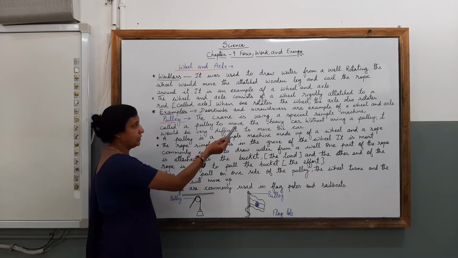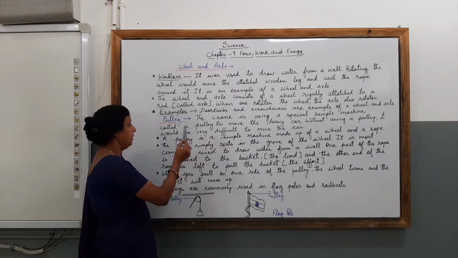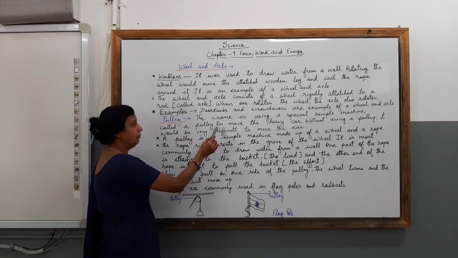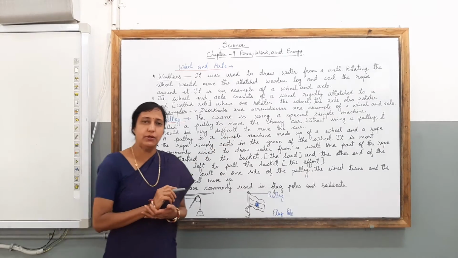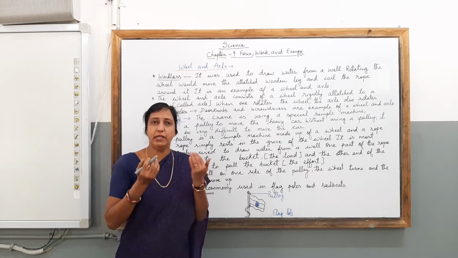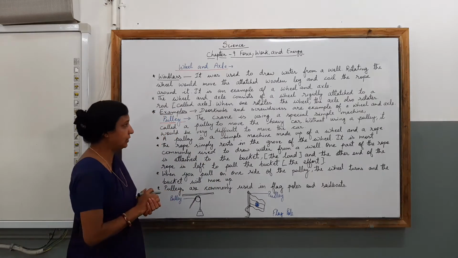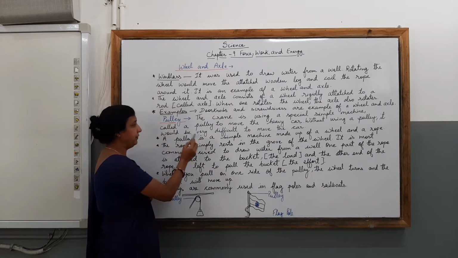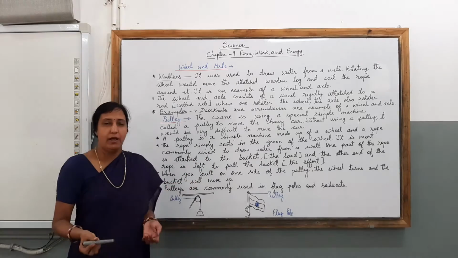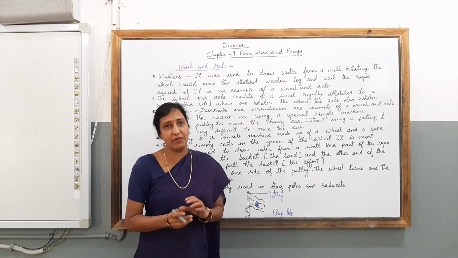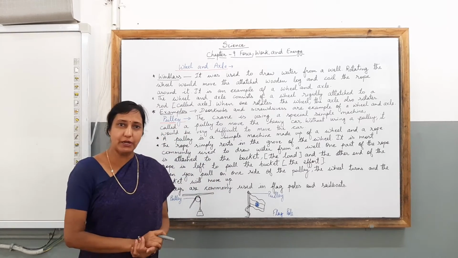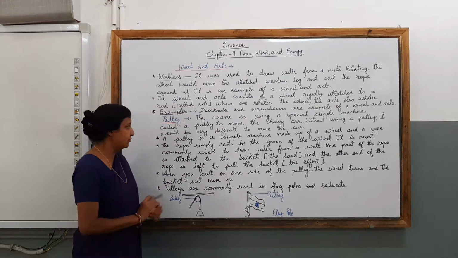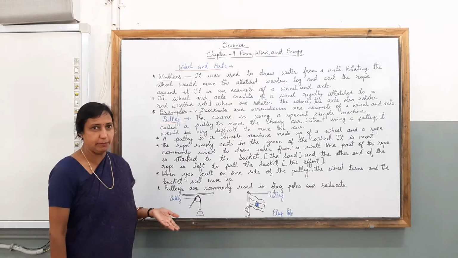The crane is using a special simple machine called a pulley to move the heavy car. As I told you, a pulley helps to pull up any heavy load. Without using a pulley, it would be very difficult to move a car. If the crane did not have a pulley in it, it would be very difficult for you to lift the car as it is very heavy. So it is making our work very simple.